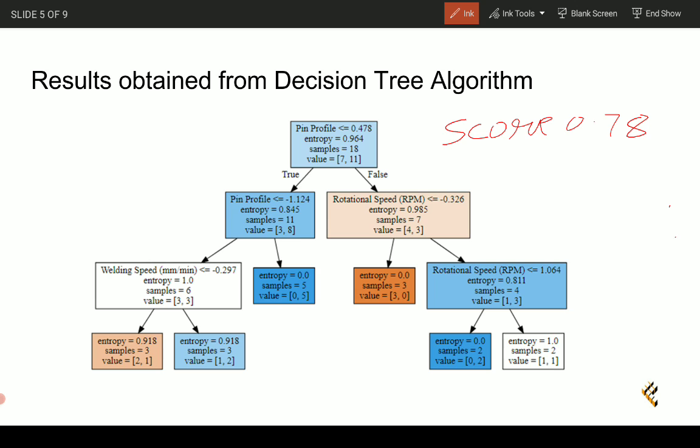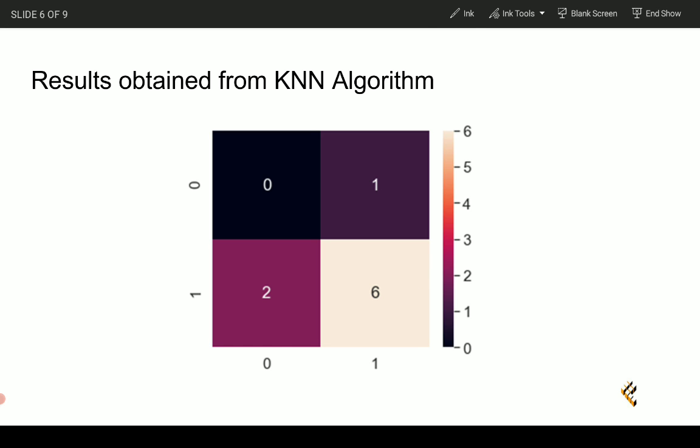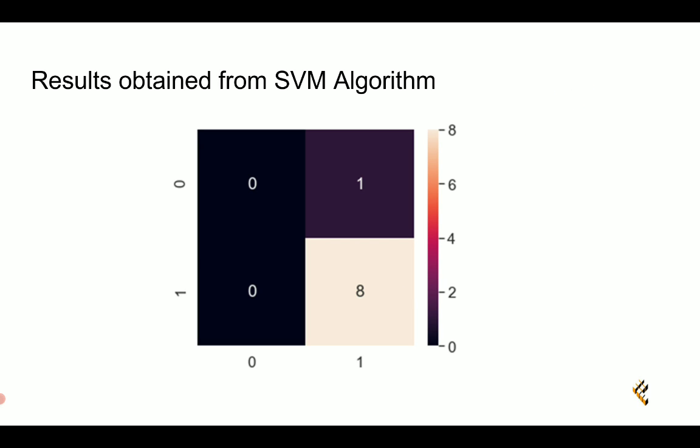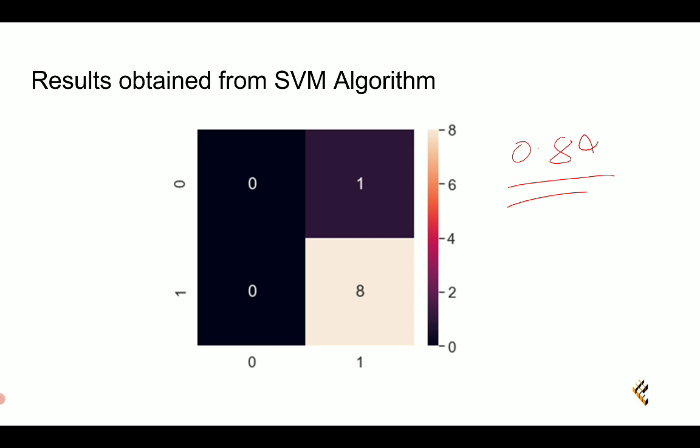We have obtained an accuracy score of 0.67. Okay, so now moving to the SVM algorithm. In this case, we have obtained an accuracy score of 0.89, which is higher than all the algorithms implemented.